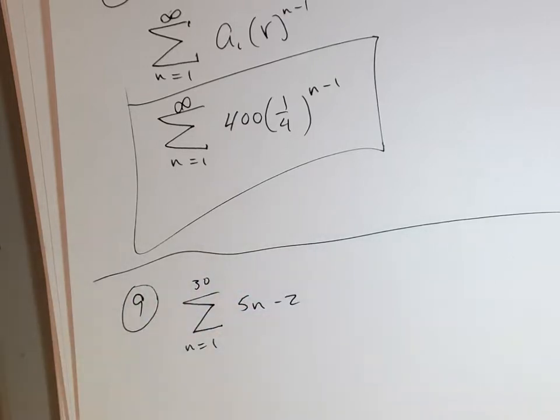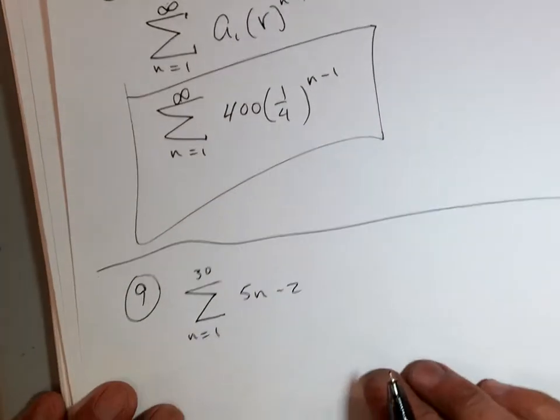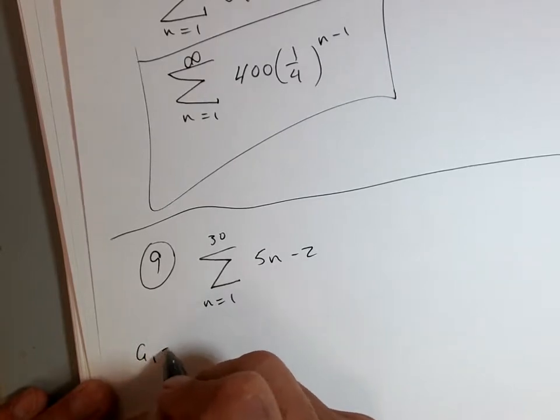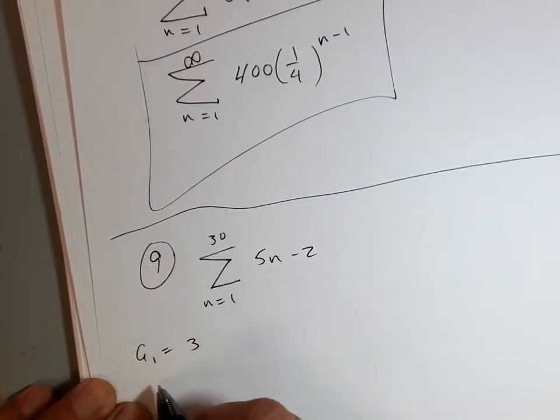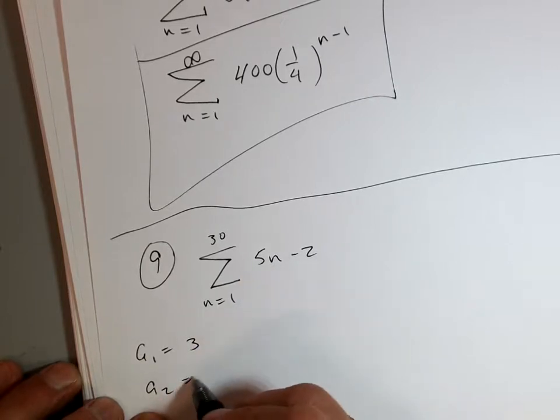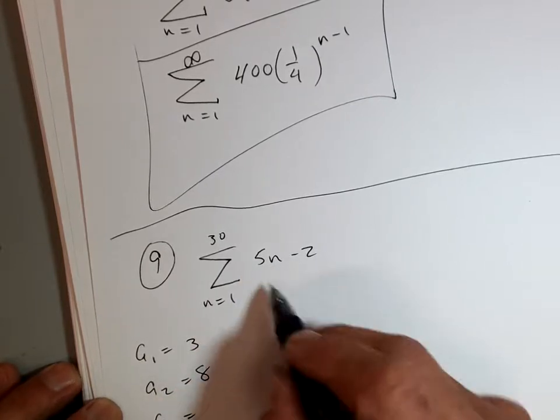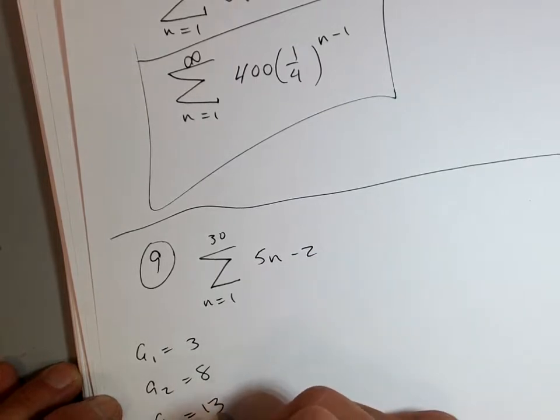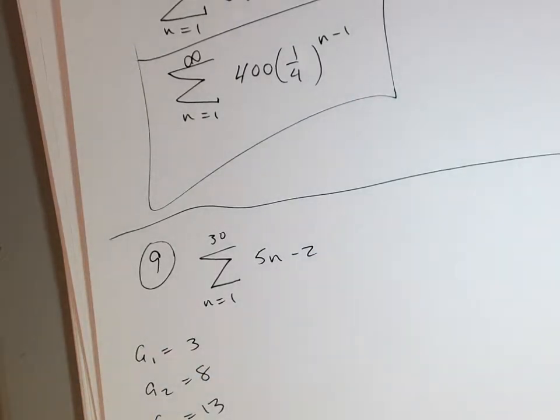Why not just use a formula, okay? So once again, is it arithmetic or geometric? It's arithmetic, but if you're not sure, you can make a few terms, right? Let's make sure. So plug in 1. If I plug in 1, I get 3. If I plug in 2, I get 10 minus 2 is 8. If I plug in 3, I get 15 minus 2 is 13. Looks to me like I'm going up by 5s, doesn't it? Sure does. Okay, it is arithmetic, which means I've got a formula.